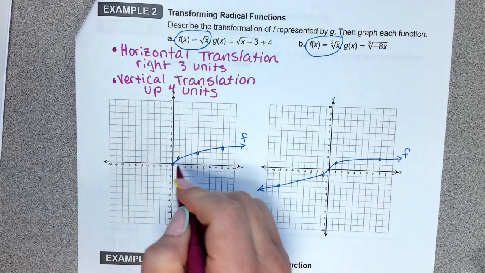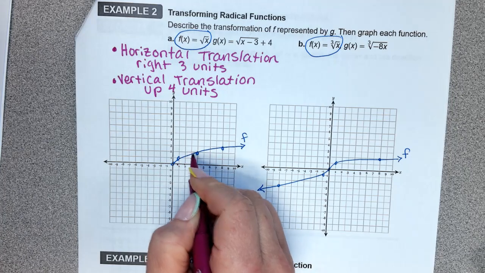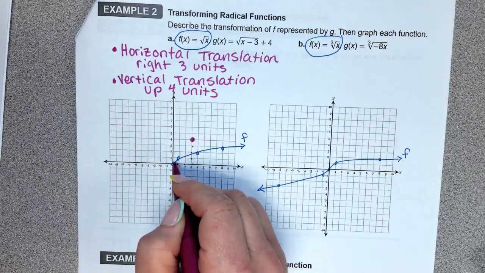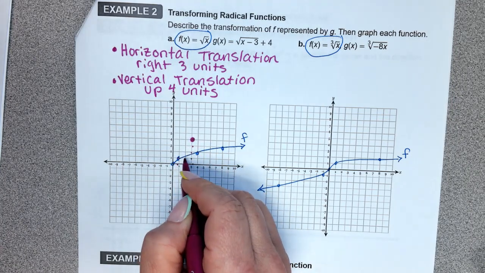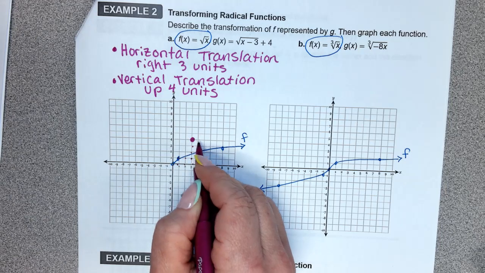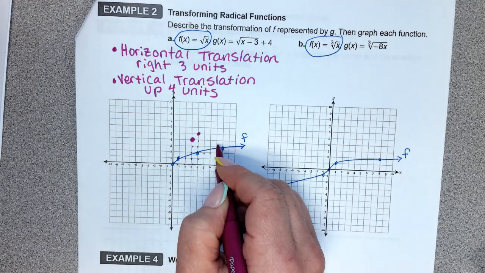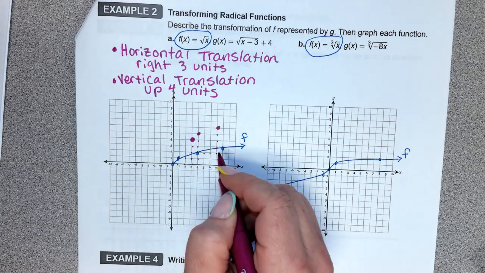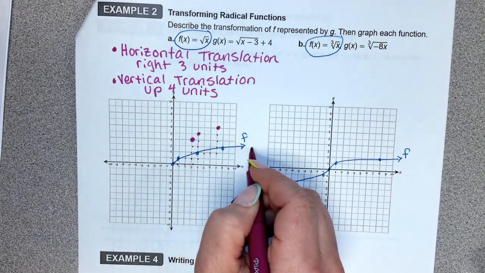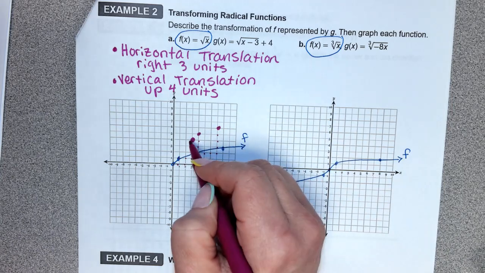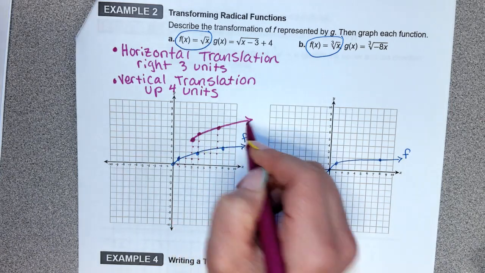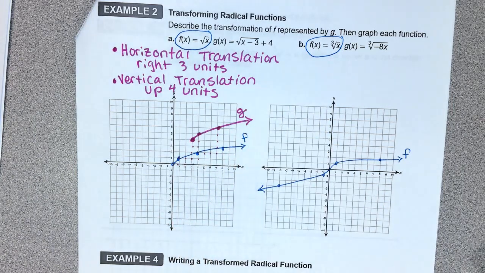So I'm going to start at 0, 0, 1, 2, 3, 1, 2, 3, 4. I'm going to do 1, 1, 1, 2, 3, 1, 2, 3, 4. I'm looking at the point 4, 2. 1, 2, 3, 1, 2, 3, 4. I don't think I can make that one go over 3 steps. And then we're just going to graph it from there. So that's going to be my g of x.